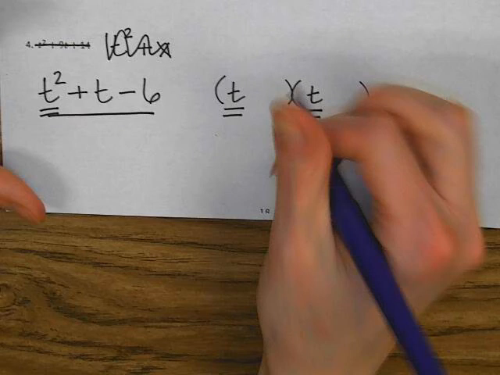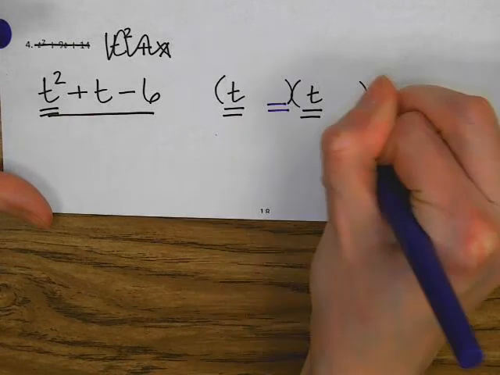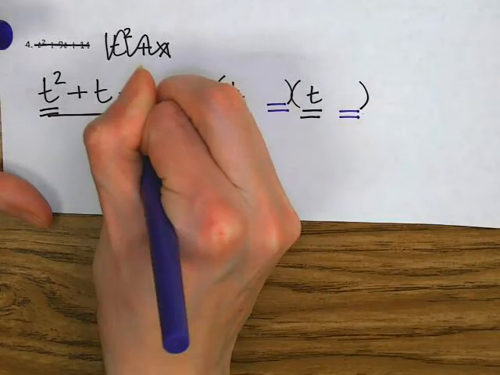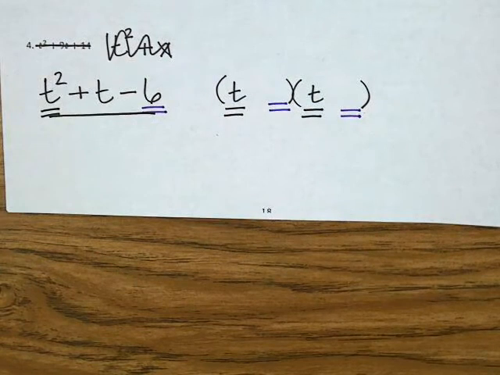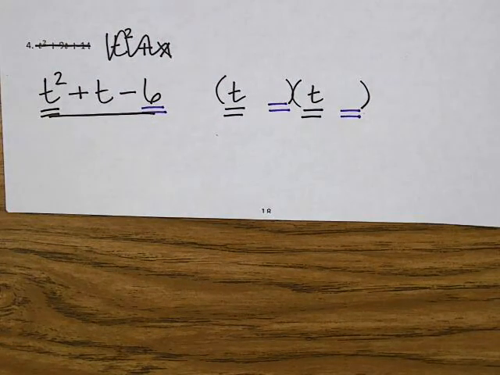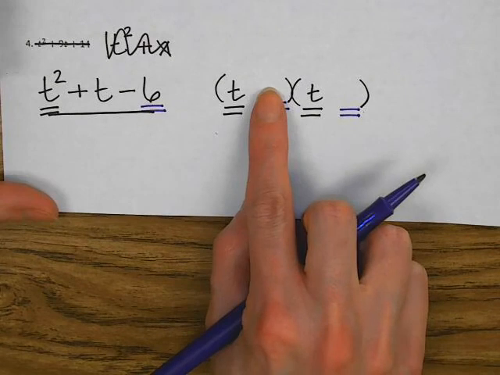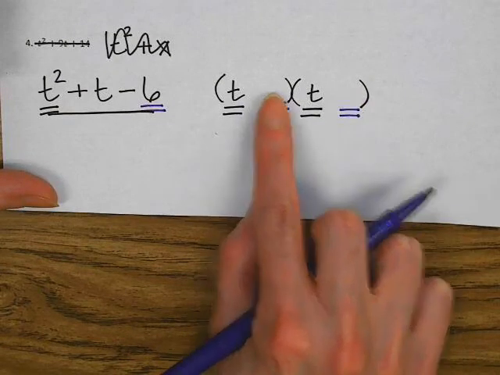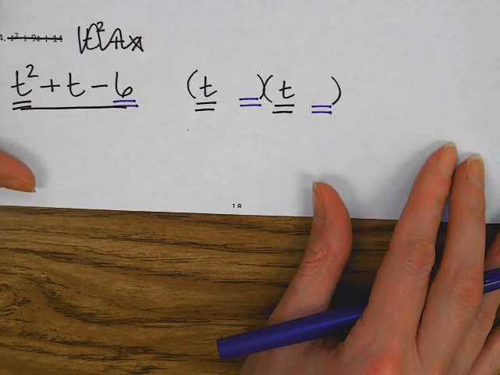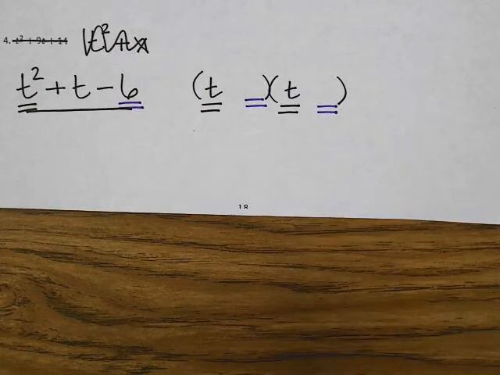Okay, and then we also know that here times here has to get us -6. So what are some ways that you could get -6? It could be 3 and 2. It could be 1 and 6. We have some options here. So here's where you have to be a little careful.